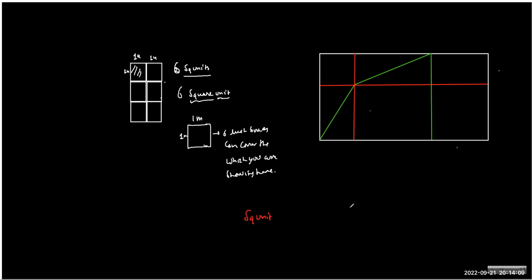So square unit is a way of writing how many times of this value I put it to get the given area covered. That's the meaning of the number of times.